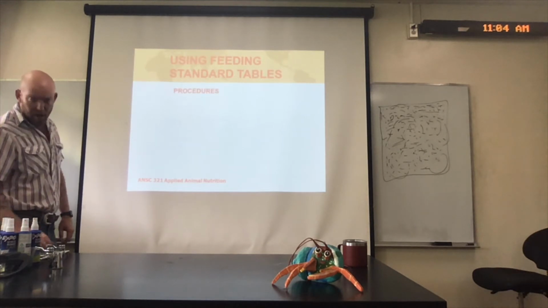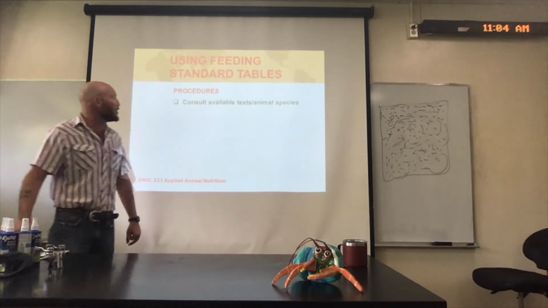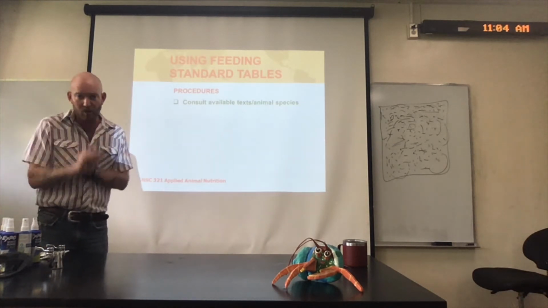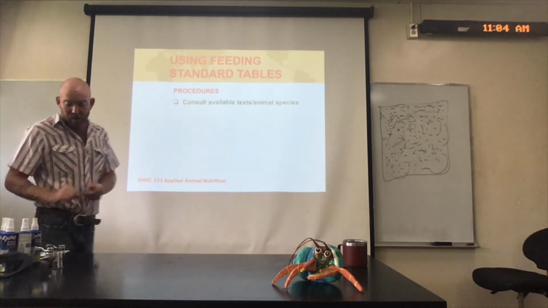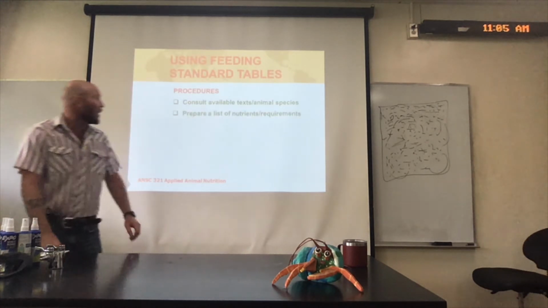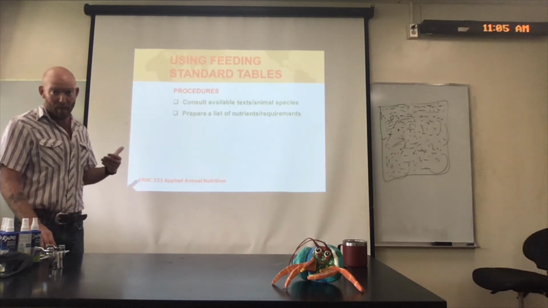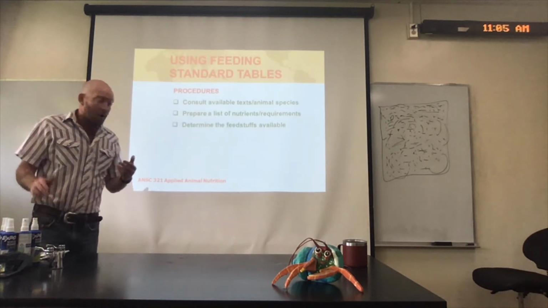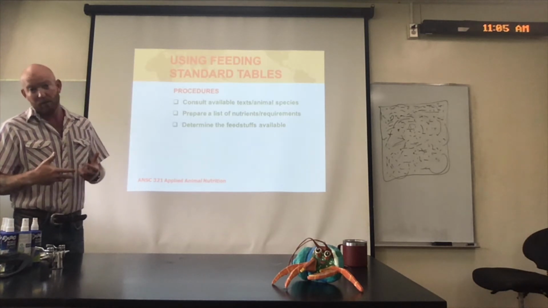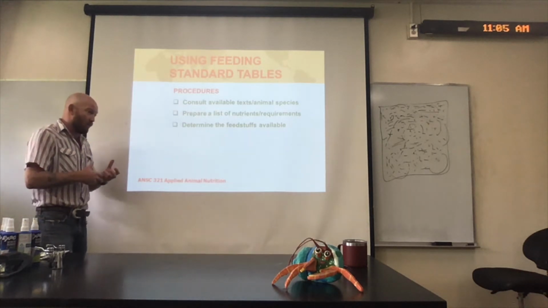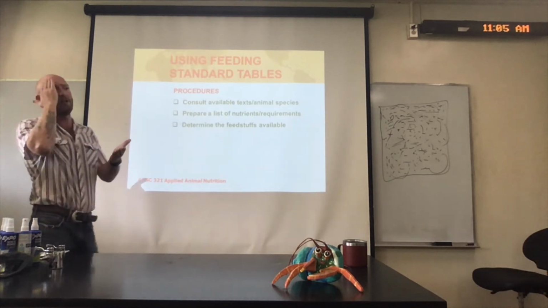How do we use them? We already know the main way. Consult the texts, consult the requirement tables for your class and animal species, and find what you're going to need. Prepare your list of available feedstuffs that you'll be working with, whatever that may be. That is generally determined by what you have, unless you're working for a multi-millionaire that just says, give me the best diet formulation, money's no problem.